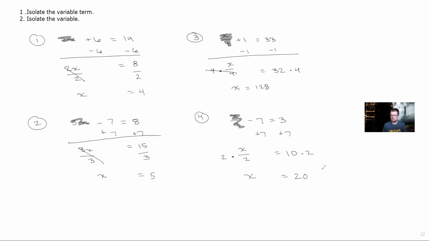So follow these two simple steps: isolate the variable term, and then isolate the variable. That's it for 10.3.